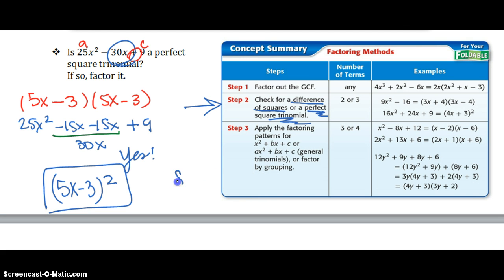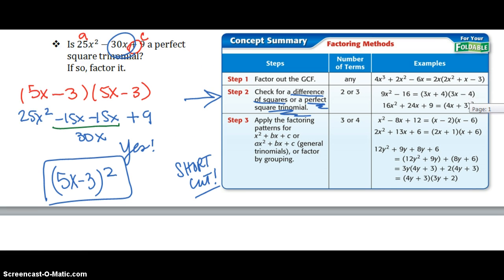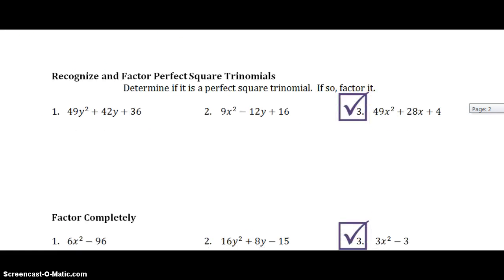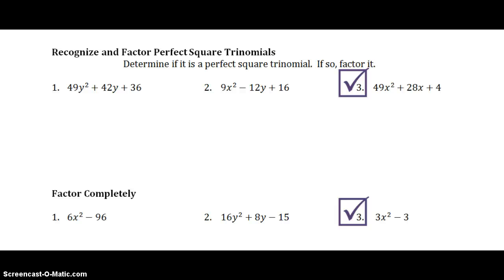So our goal for today is to realize that this is a shortcut. If we can find a perfect square, then we have a shortcut. So let's see if these are perfect square trinomials. The square root of 49 is 7, so let's try 7y, same sign, both positive, and the square root of 36 is 6. Now I'm going to factor it the old-fashioned way just to show you.